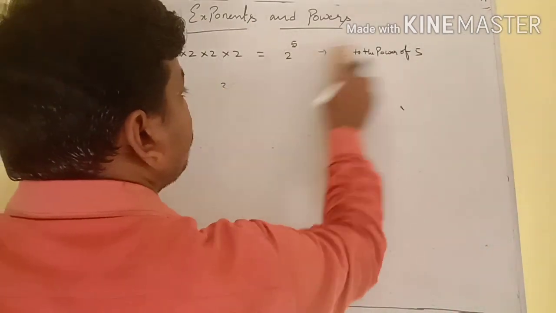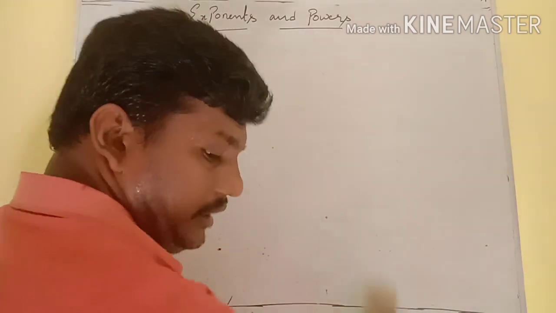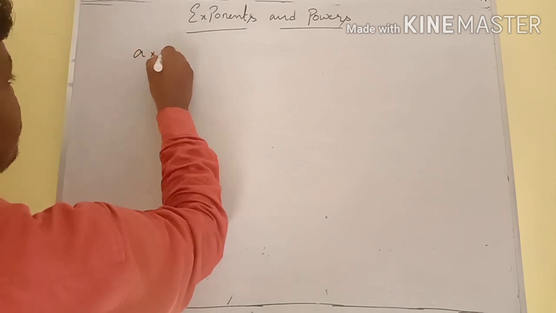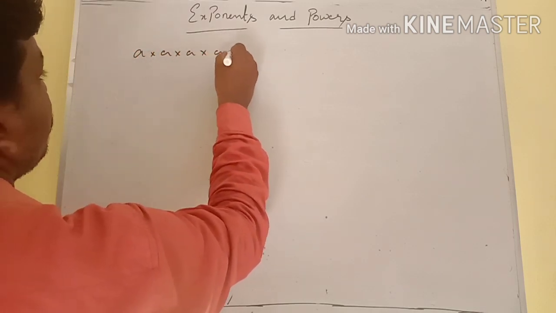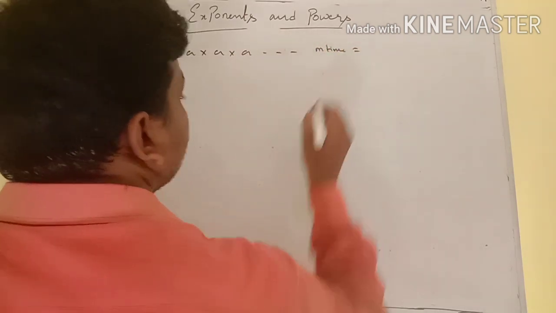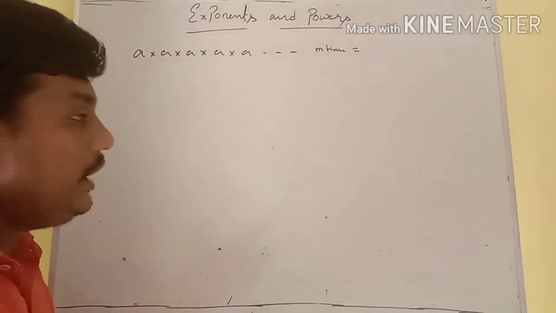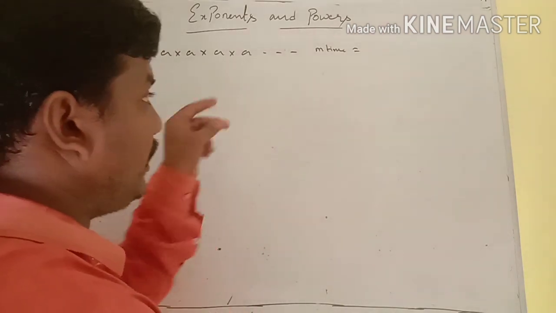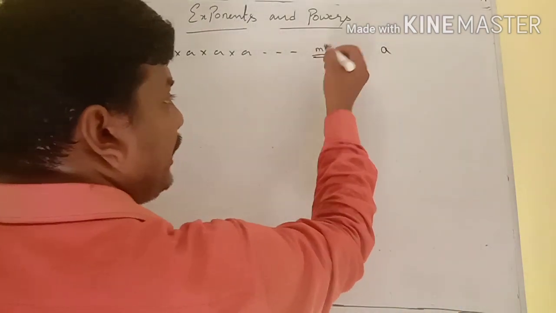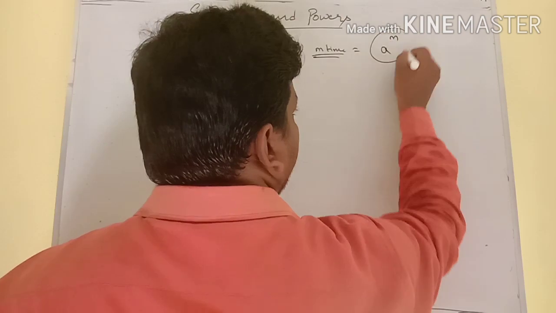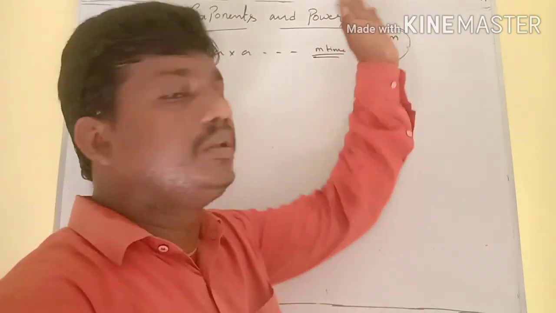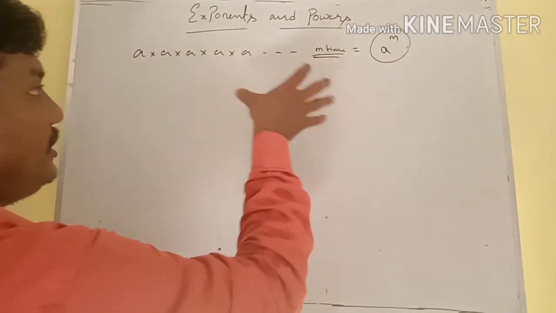Exponential form. Suppose a is a number, repeatedly multiplied: a into a into a into a, and so on, m times. Which number is repeated here? a. That means a is the base. How many times? m times, that is power m. So this can be represented as a to the power of m, or a is raised to the power of m. This is known as exponential form.